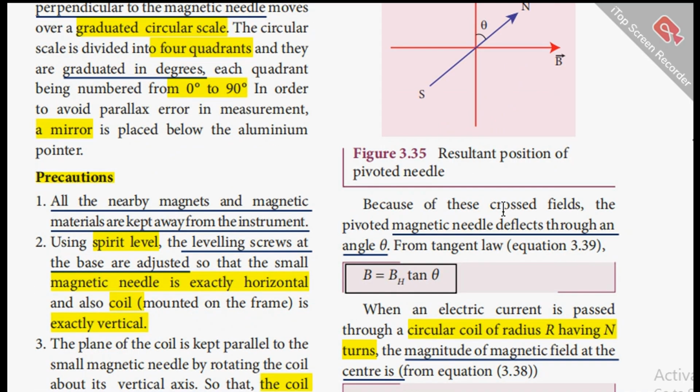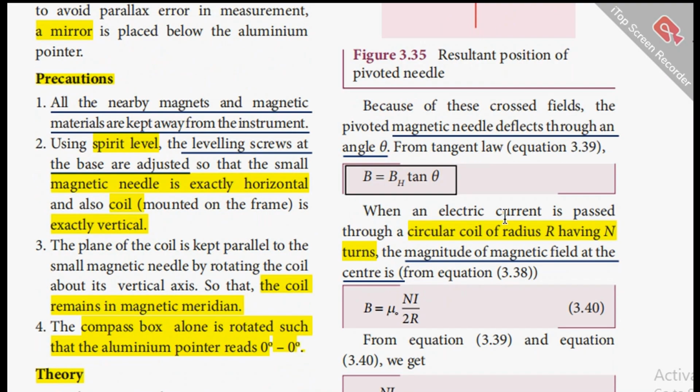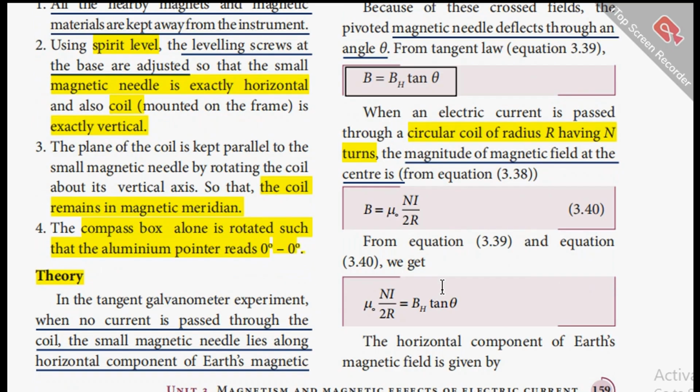Because of these crossed fields, the pivoted magnetic needle deflects through an angle theta, and from the tangent law, we have B equal to BH tan theta. When an electric current i is passed through a circular coil of radius r having N turns, the magnitude of the magnetic field at the center is given by the equation B equal to mu naught N i by 2r.